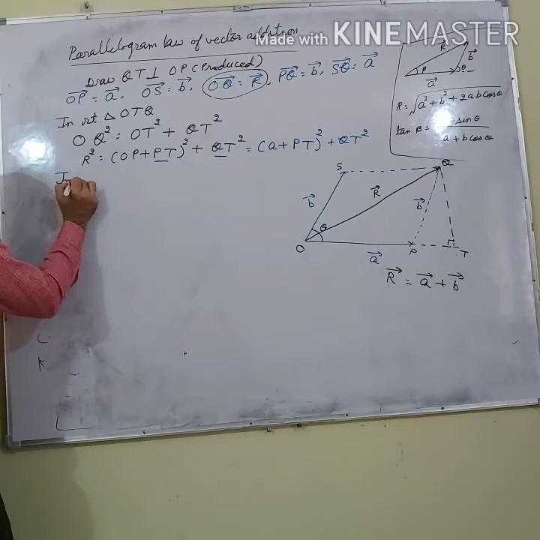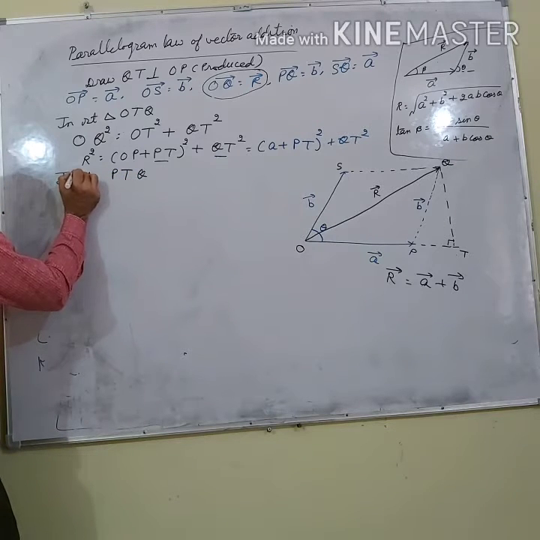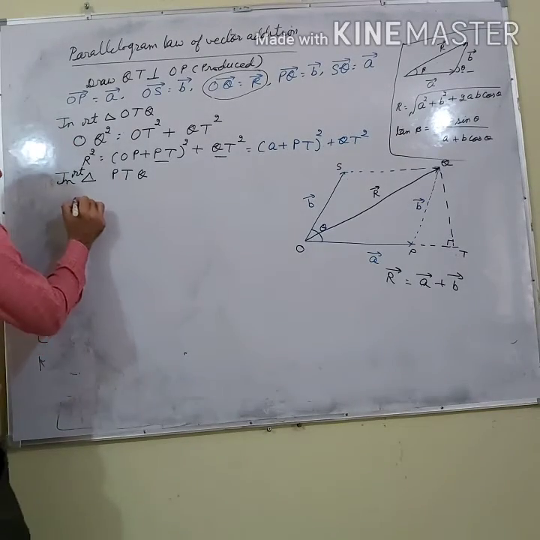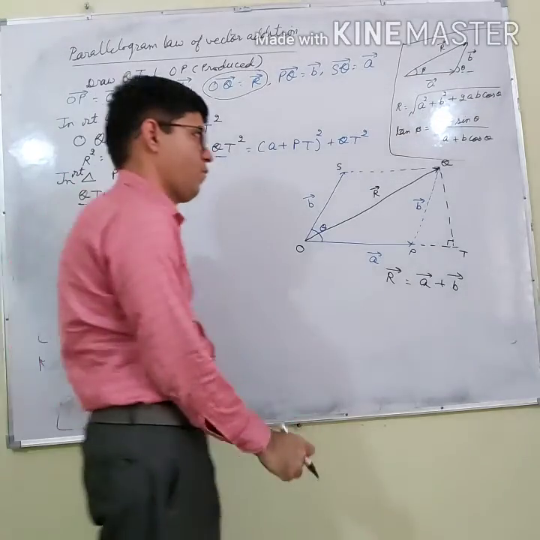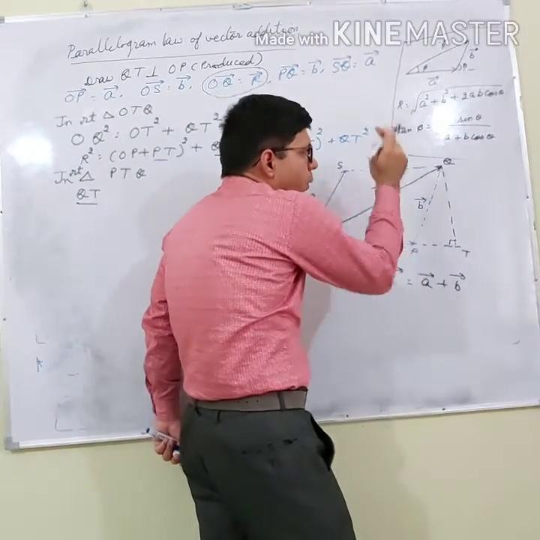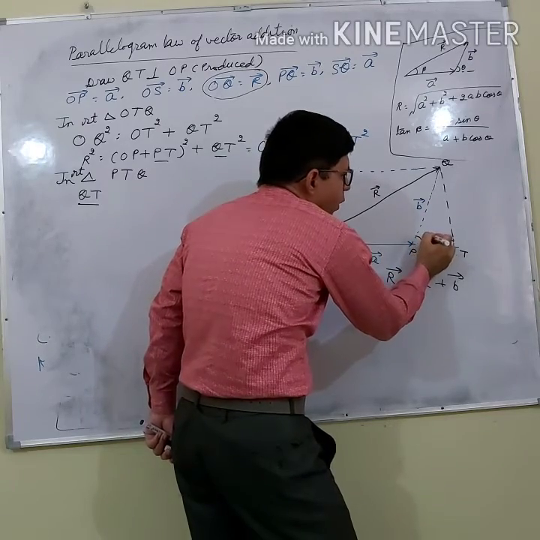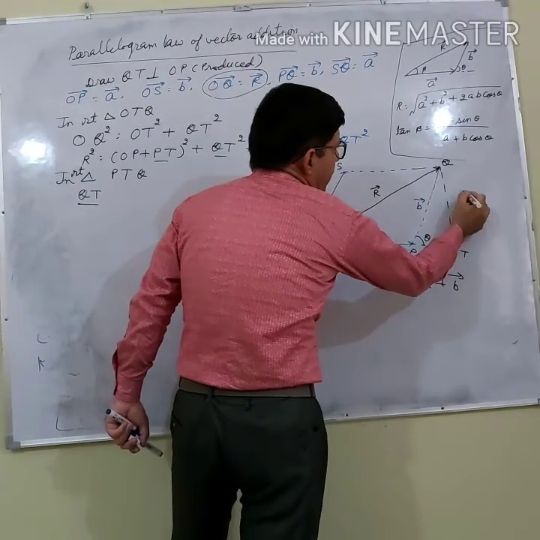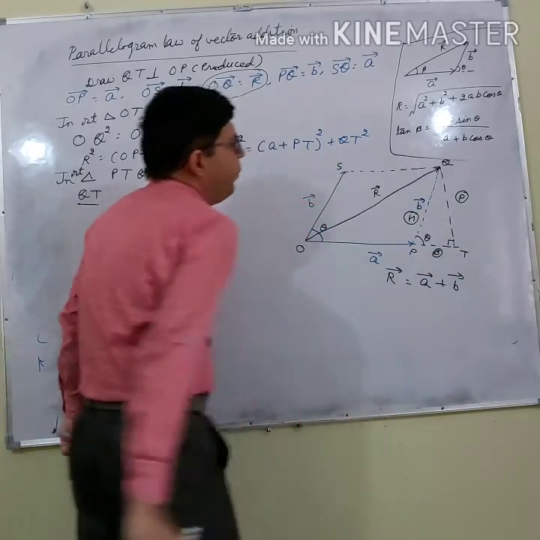In triangle PTQ, this is a right triangle. In right triangle PTQ, I can write QT is the perpendicular, and what is PQ? It is the hypotenuse. Let us say this angle is theta, this angle is also theta. Why? Corresponding angles. So this is perpendicular and this is base, and this is hypotenuse.